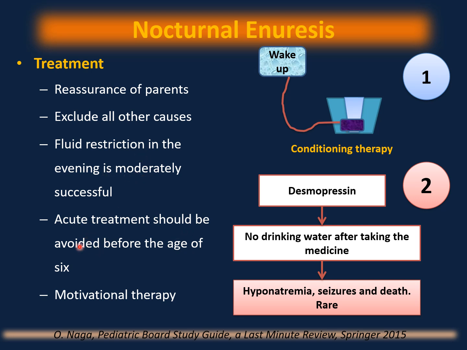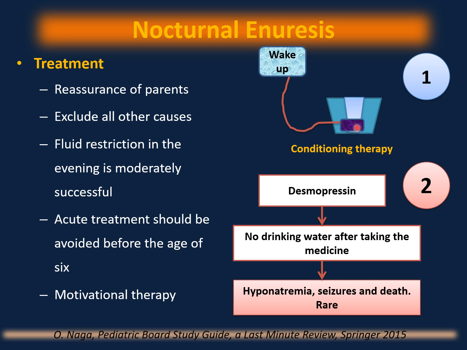Active treatment should be avoided before age of 6. Motivational therapy: avoid punishment and reward for dry nights. Reward for dry nights is very effective. After doing all of that, the first line of treatment is conditioning therapy, the bedwetting alarm.